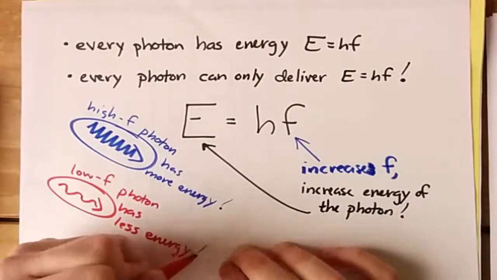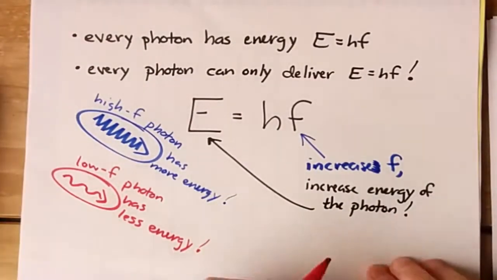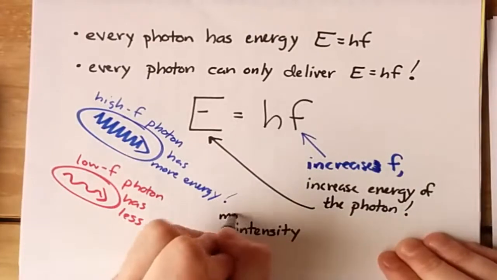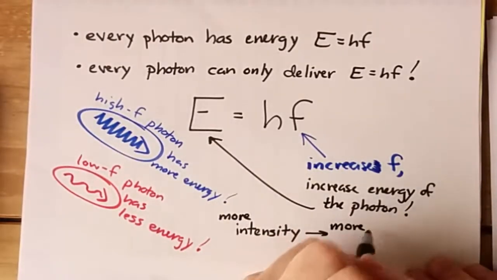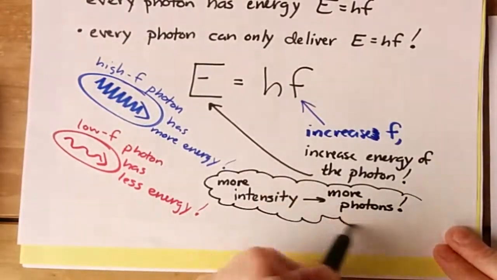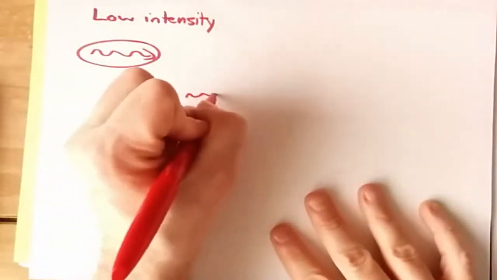So when you increase the intensity of monochromatic light, you're not increasing the energy contained in each photon. The energy in each photon is determined only by the frequency of the light. When you increase the intensity, you're just making more photons. You're shooting more photons at the metal. And each photon just has the same amount of energy. It's just that now you have more of them.